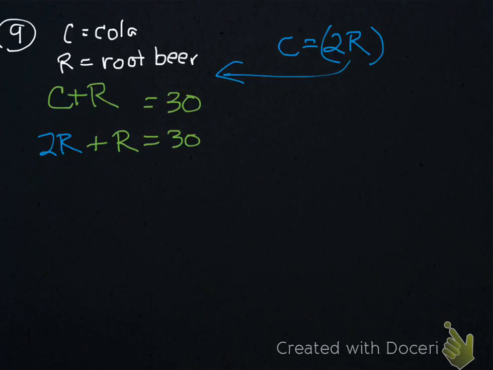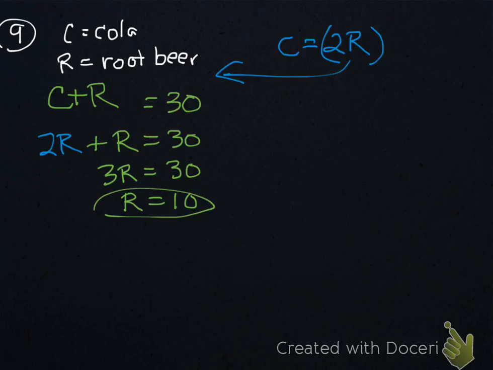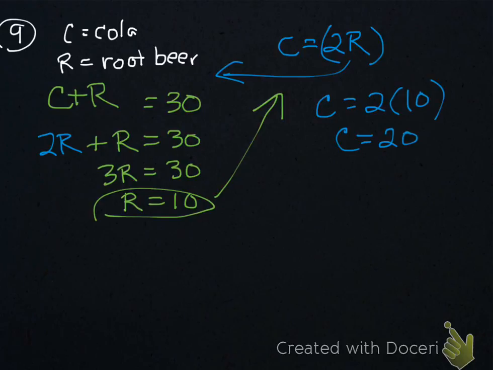Now let's just simplify it. 2R plus R is 3R. That's equal to 30. Divide by 3, R is equal to 10. So we know there's 10 root beer. Now let's plug that in and find out how many colas we have. My colas was equal to twice my root beer. So 2 times 10 is 20.